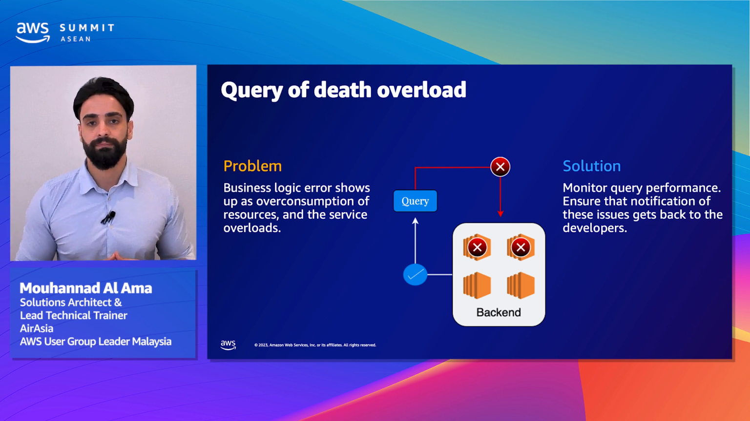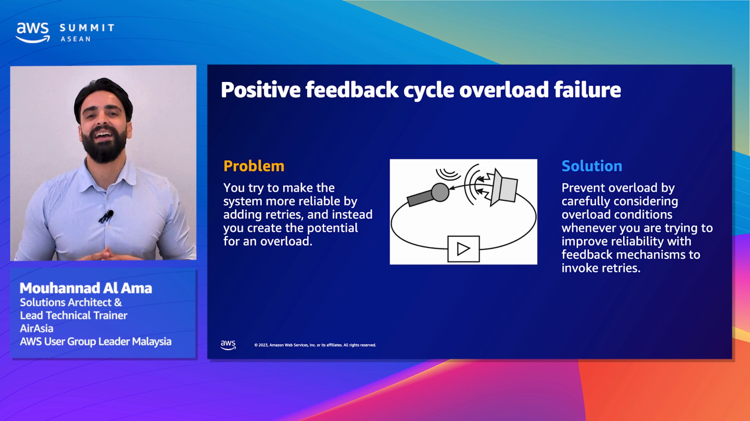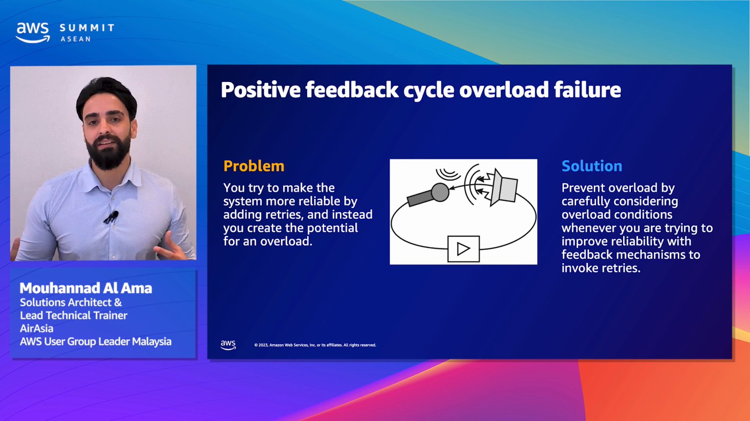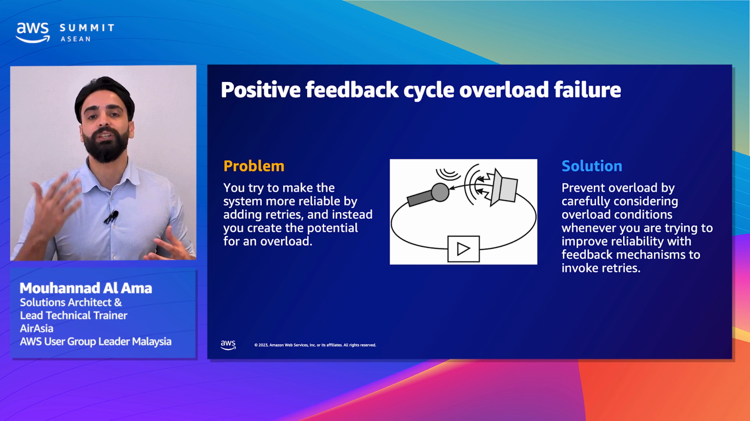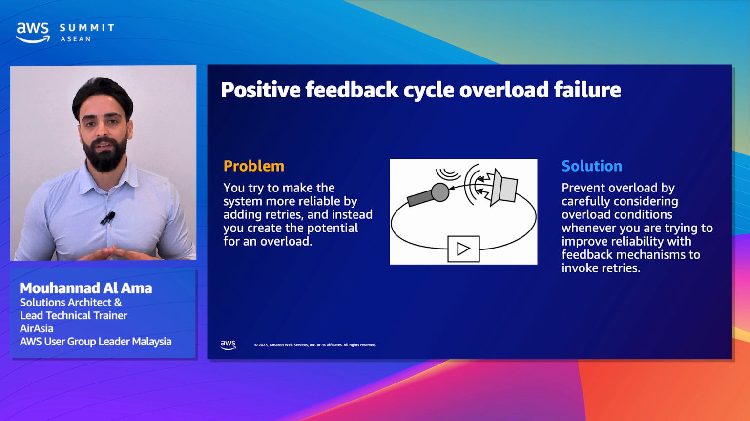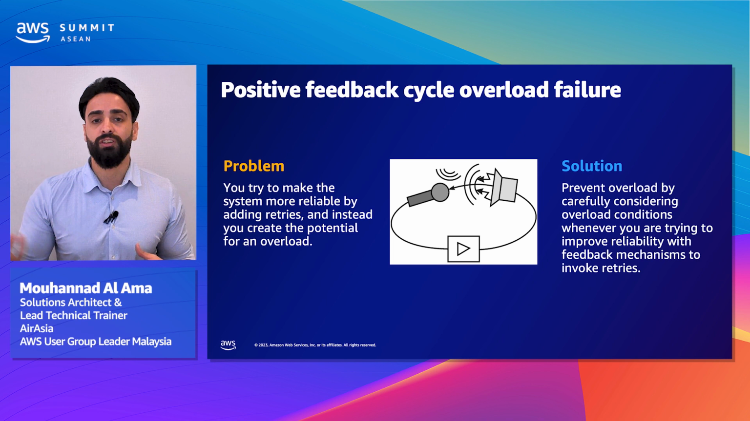And always make sure that you are sending notifications to the developers for this kind of issue to take a look at. Now let's talk about the positive feedback cycle overload failure. So basically you try to make the system more reliable by adding retries, but instead you create a potential for an overload.